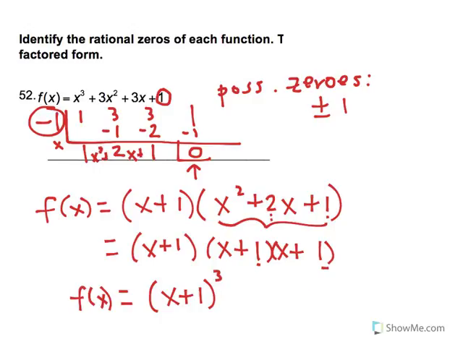And the zero is going to be, there's only 1 because all 3 of them look the same. So if we were to solve x plus 1, set it equal to 0, subtracting 1, we would have x equals -1. So that is a triple root. So there's only 1 zero.